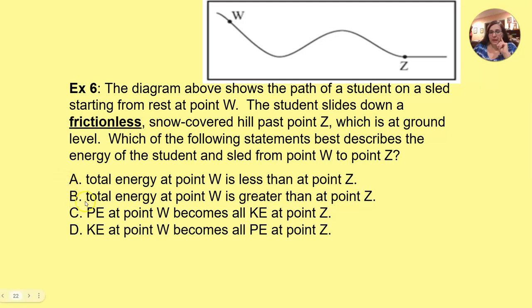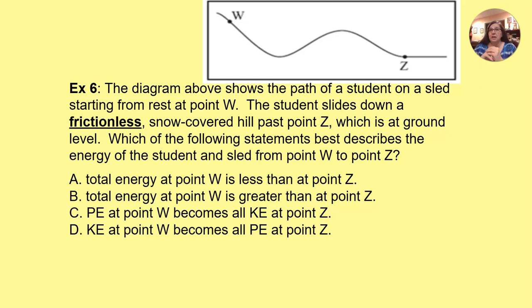Now, hopefully you eliminate choices A and B, because choices A and B say that the total energy at one point is greater than the total energy at another point. Since we have a frictionless situation, there's no loss of energy to heat, so there's no dissipation of our usable energy. So our total energy should be the same at point W and point Z.